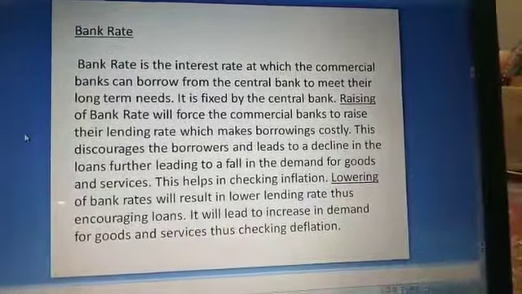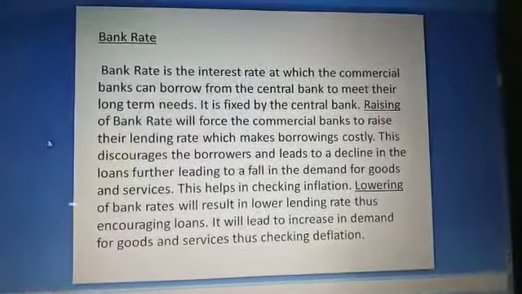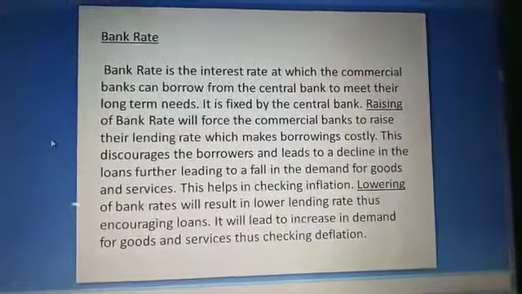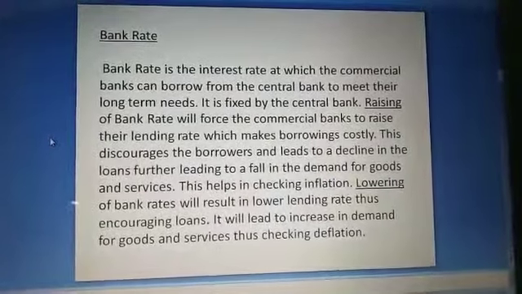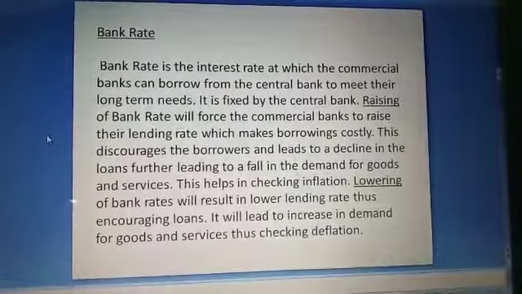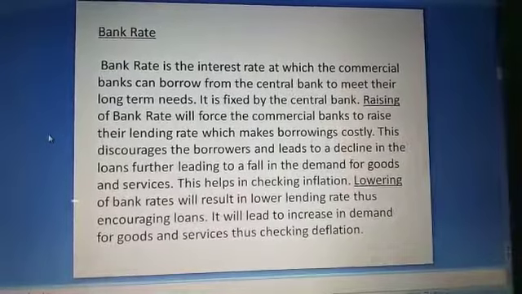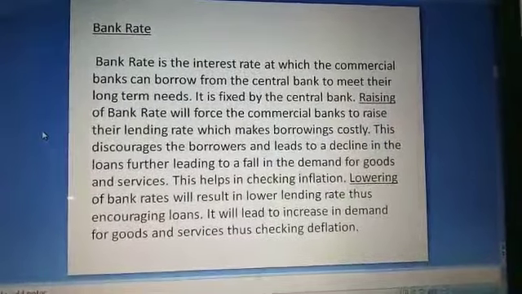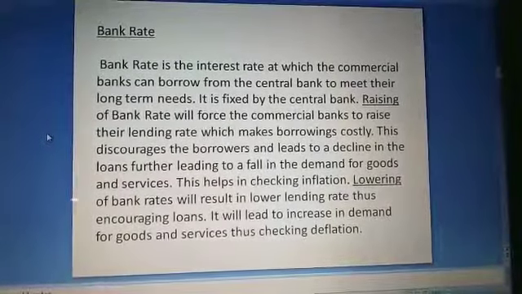So let's see the first method, which is bank rate. The bank rate is the interest rate at which the commercial banks can borrow from the central bank to meet their long-term needs. Now, this rate is fixed by the central bank, and the banks may increase or decrease these bank rates.